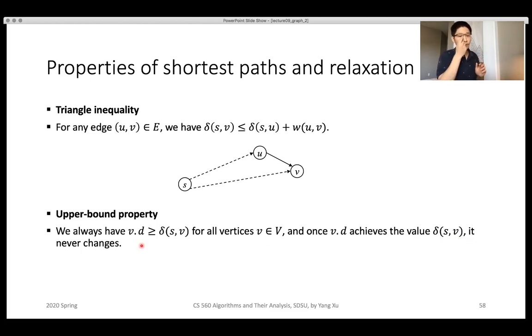Okay, so within the algorithm of finding the shortest path, once we relax all the edges repeatedly, once for one vertex it reaches the theoretical lower bound, the optimal shortest path weight, then it will never go up again. Okay, that's the upper bound property. So that means once we reach the lowest point, we should update it no more.